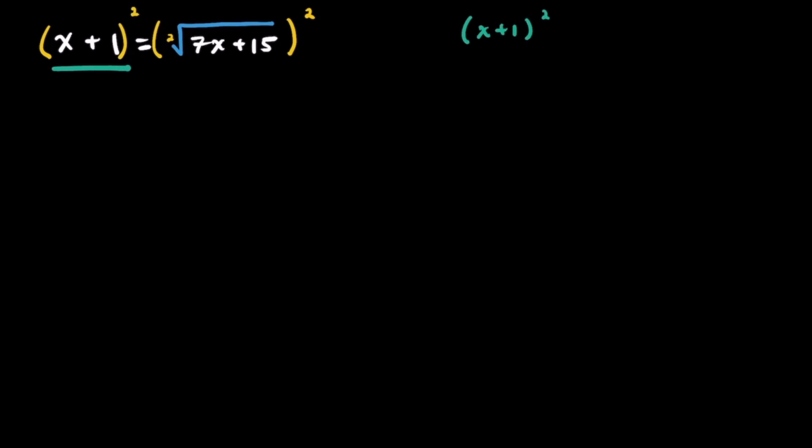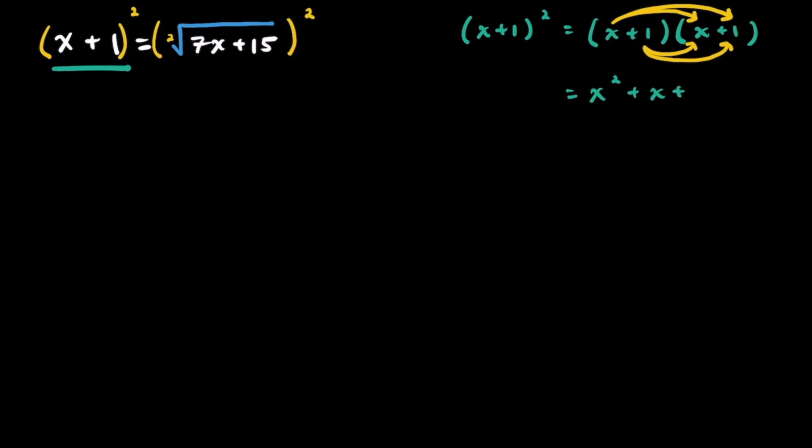In this next one, we have x plus 1 is equal to the square root of the quantity of 7x plus 15. The first thing we're going to want to do here is get rid of the square root by squaring both sides of the equation. On the left side, we have to make sure that we're squaring the entire expression, so we're squaring this x plus 1. We have to remember from quadratics that when we square this binomial, we're actually going to have to FOIL and get x squared plus x plus x plus 1, or just x squared plus 2x plus 1.